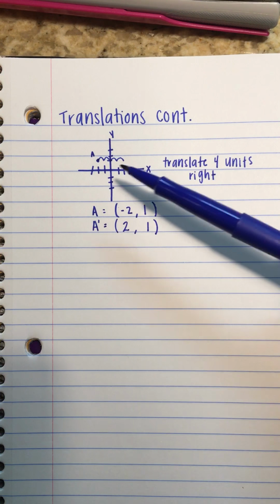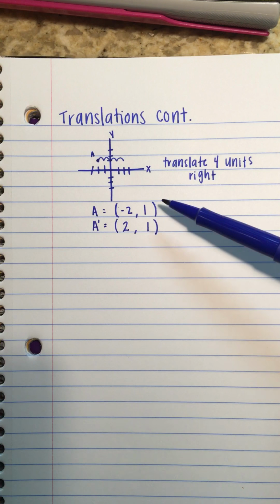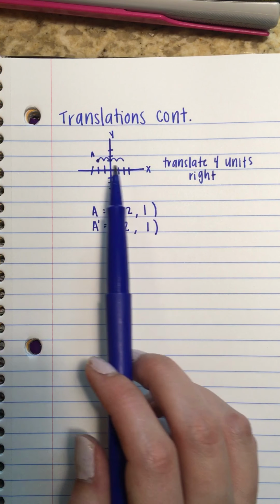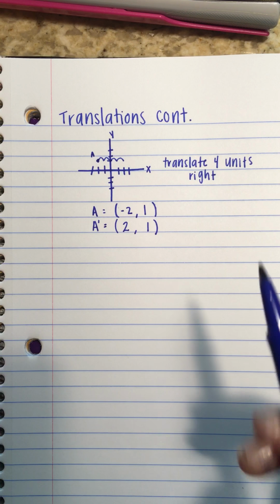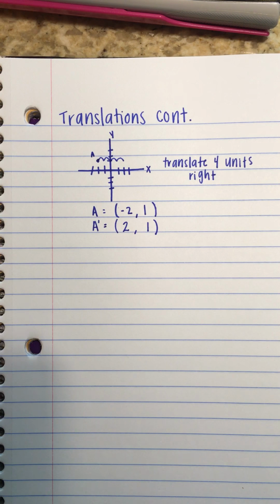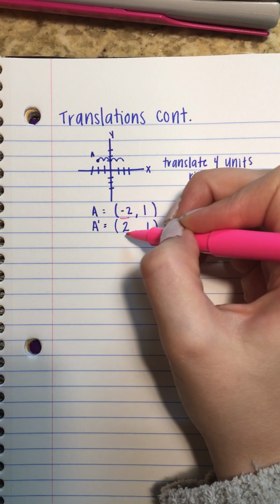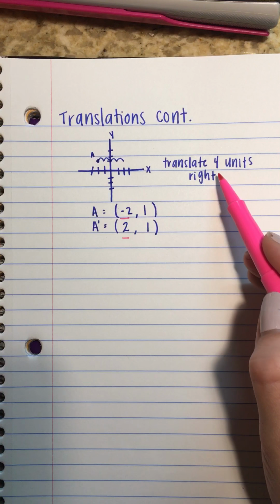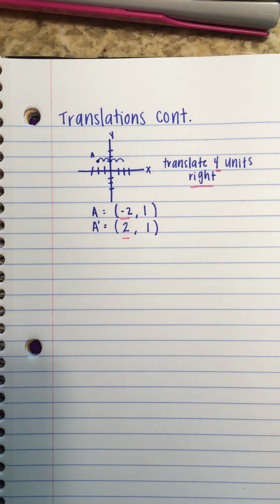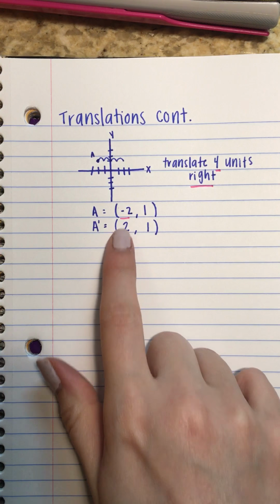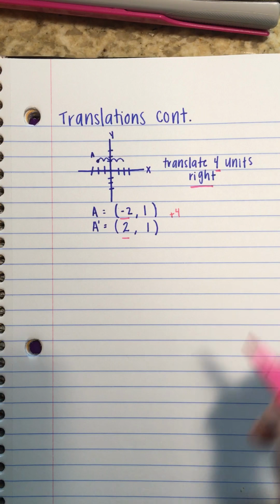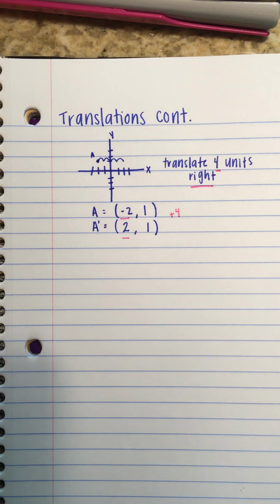So looking at these ordered pairs, notice that our Y's didn't change because all we did was move to the right. So we didn't have any up or down movement to change our Y. The only thing that changed was our X. Notice we went from -2 to 2 after translating 4 units to the right. How can we get from -2 to 2? Well, we actually just add 4, which we did when we translated 4 units to the right.